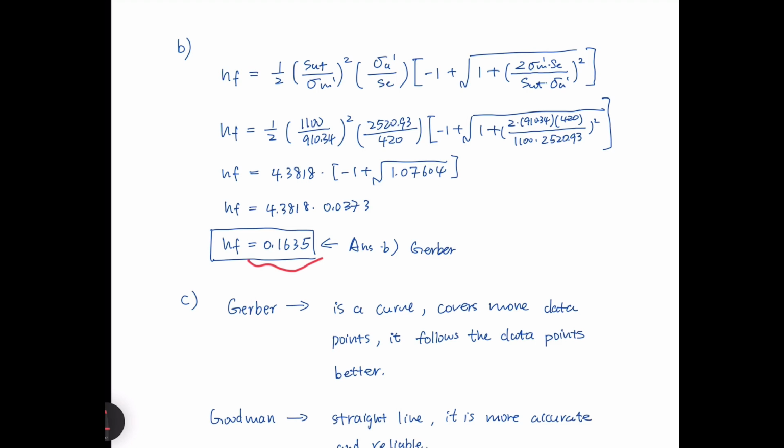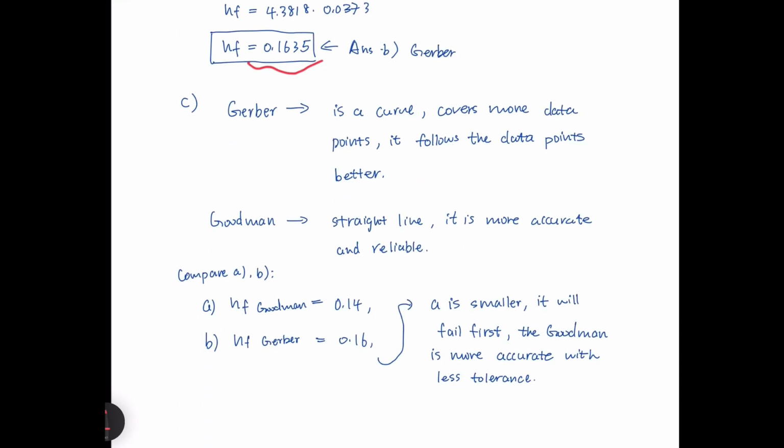Right? And then for part C, we need to compare part A and part B, which is the Gerber result and the Goodman result. So the Gerber is a curve, and because it's a curve, it covers more data points and it follows the data points better. And for the Goodman, it's a straight line, so it covers fewer data points. It's more conservative and more reliable.